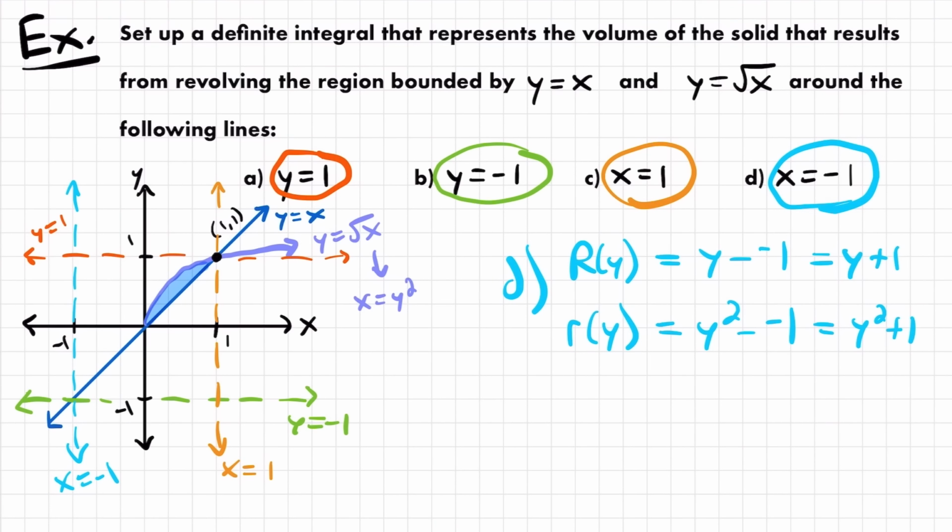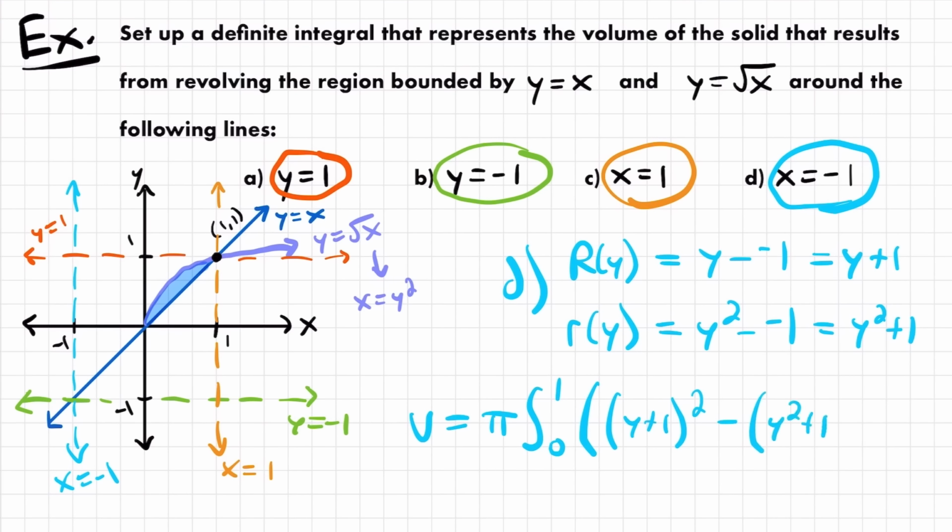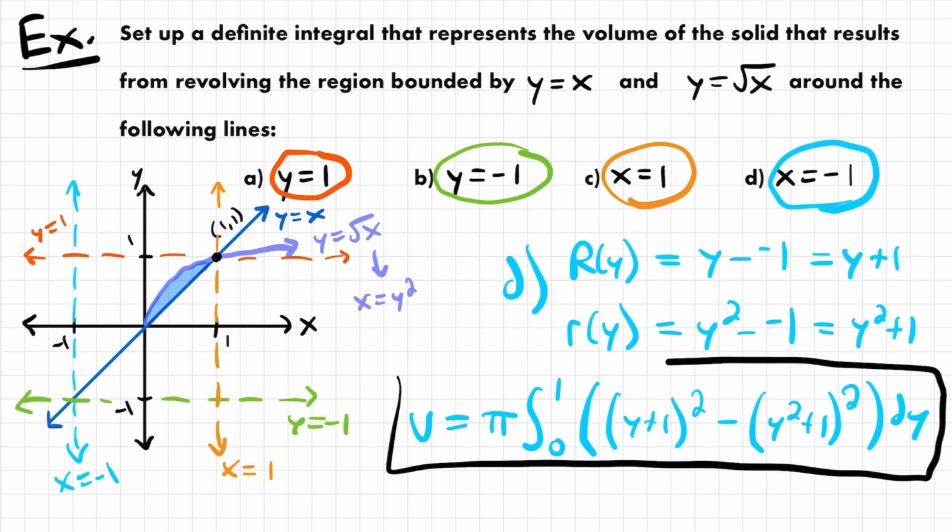And now we can set up a definite integral to represent the volume of the solid of revolution formed by revolving this region around the line x equals -1. And so we will have that the volume is equal to pi times the integral from 0 to 1. Those are the values of y for which our region lies between. And then we will have the outer radius, (y plus 1) squared minus the inner radius, (y squared plus 1) squared times dy. And that will be the volume of the solid of revolution formed by revolving this region around the line x equals -1.